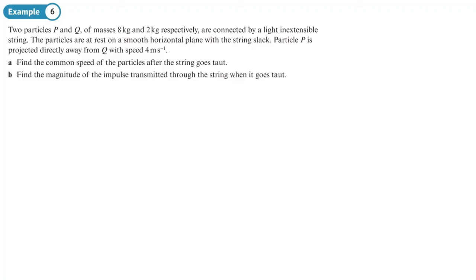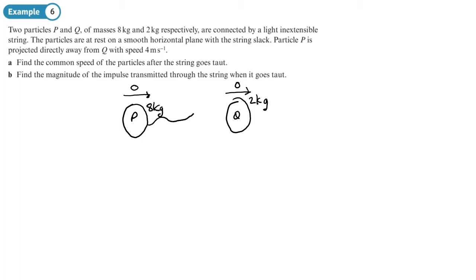Two particles P and Q of masses 8 kg and 2 kg are connected by a light inextensible string. They're both at rest, and the string is slack, like this. Particle P is projected away from Q with speed 4 meters per second. Find the common speed of the particles after the string goes taut.